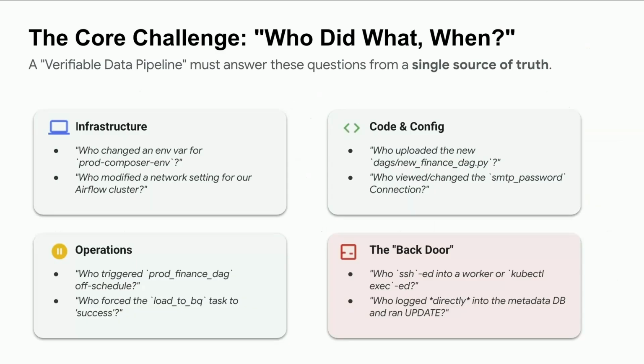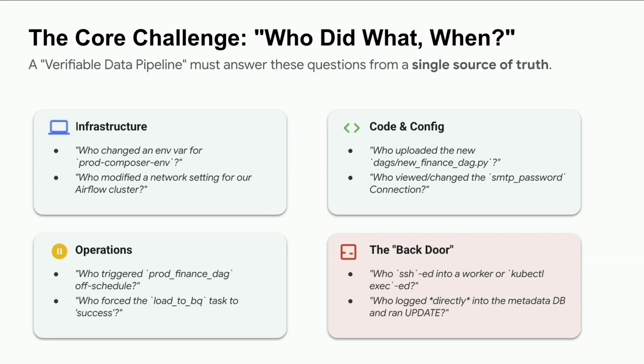Now, as we know how important it is, what are the actual questions that we are trying to answer here? To fulfill the mandates that I have mentioned on the previous slide, like FedRAMP and HIPAA, there are very specific questions that need to be answered. And there is an additional challenge: those questions need to be answered from a single auditable source of truth. The questions are about infrastructure, like who created the environment, who altered the networking settings within the environment. There is also a question about code and config, like who created a DAG, who changed a password in an Airflow variable.